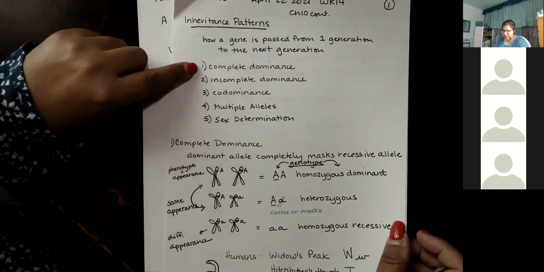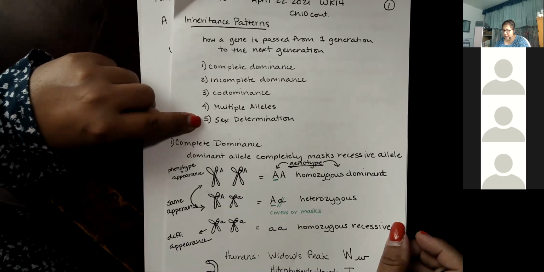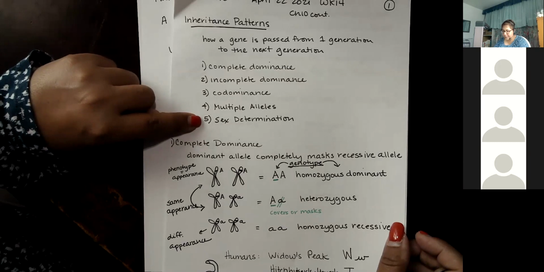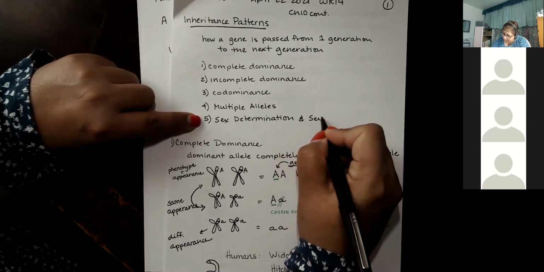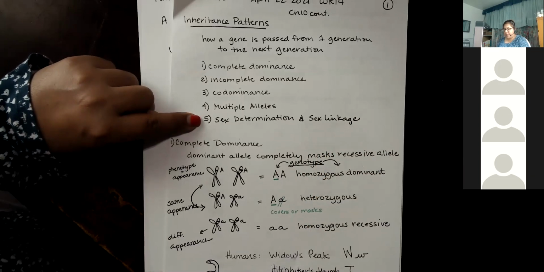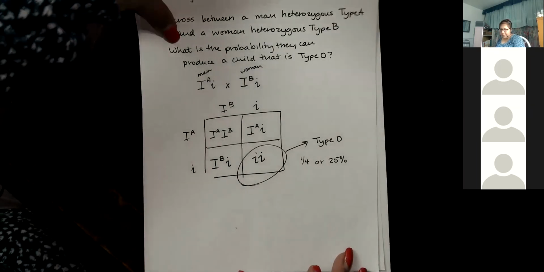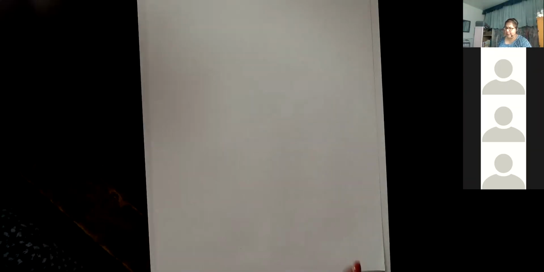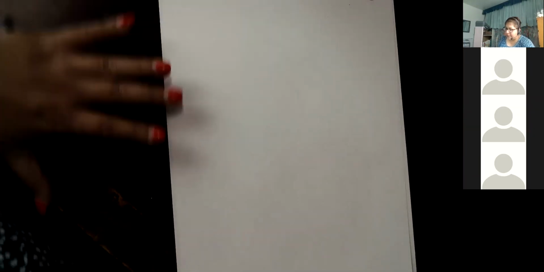Here's the ones that we've talked about so far. The last one that we have to talk about is sex determination. And we're going to add to it sex linkage. Okay, so we're going to add this to our notes, sex determination and sex linkage, because it's easy to talk about both at the same time. So sex determination and sex linkage. I've mentioned this before, but I'll mention it once again.